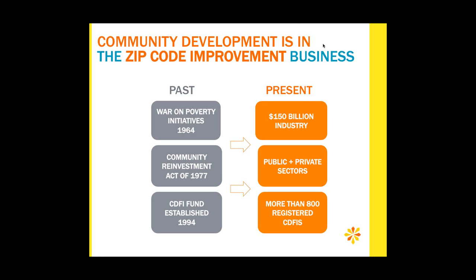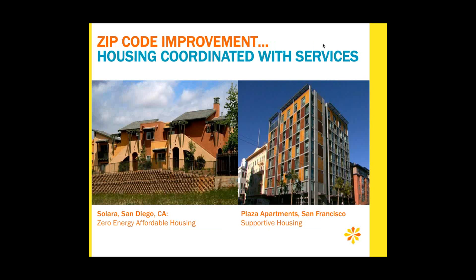So where we are now is a very robust sector, and as a result, community development is a diverse 150 billion plus industry spanning the public and private sectors, with banks, real estate developers, city planning agencies, community development corporations, and social service providers, among others, being part of a larger scale coordinated strategy, including everything from affordable housing to early childhood interventions to small business. Just to show you a few examples: housing coordinated with services for low-income and previously homeless populations. These are the investments into these kinds of projects by community development.